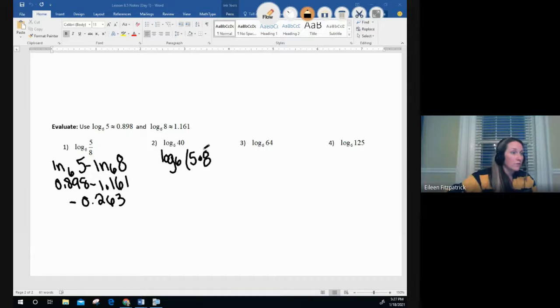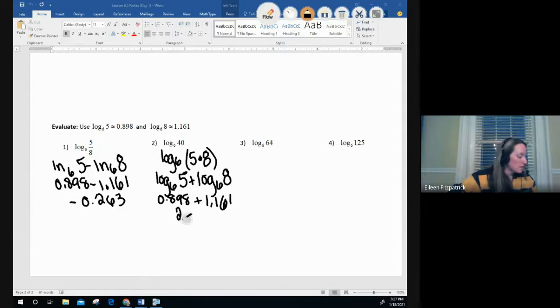The next one, I'm going to rewrite it as 5 times 8. 5 times 8 is 40, and then break apart the multiplication. It pairs with addition. So I have log base 6 of 5 plus log base 6 of 8. Substitute. So 0.898 plus 1.161, and when I add, I get 2.059.